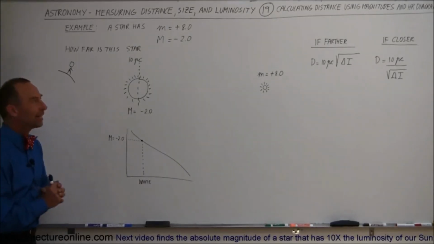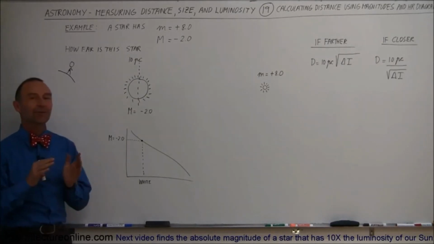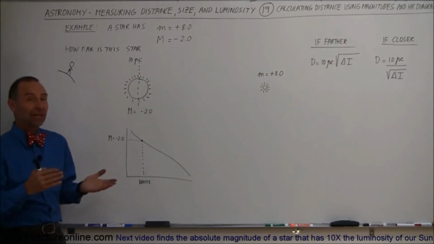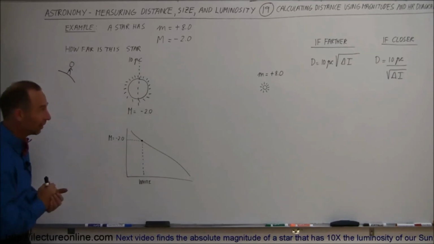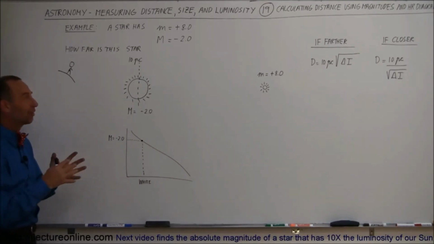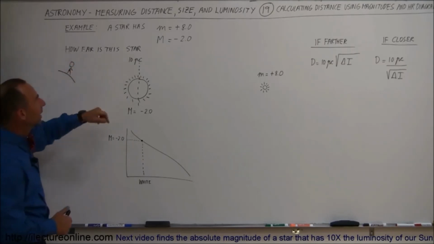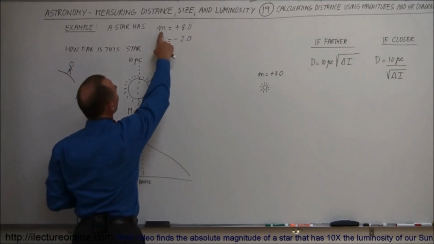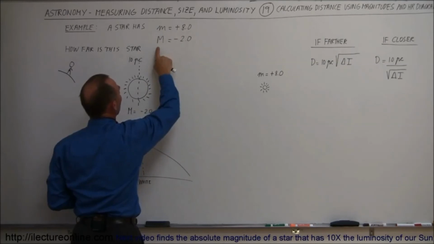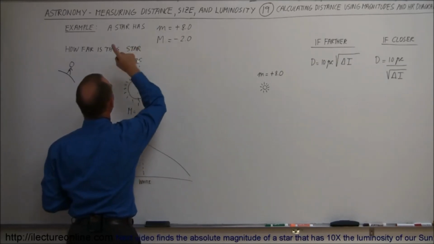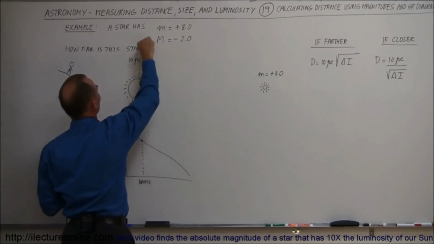Welcome to ilectureonline, and here we're going to see finally how to find the distance to a star using the HR diagram. This is what all that fuss was about, so to speak, all the last several videos. So here's a good example for us. Let's say we have a star that has an apparent magnitude of +8 and an absolute magnitude of -2. How far is this star?